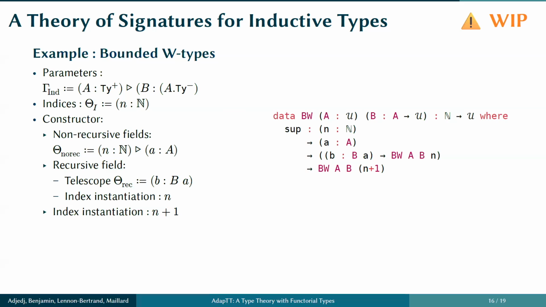We're going to have, as such, a certain context of parameters with an A that acts covariantly and a B that will depend on a certain value A and act contravariantly. We're going to have some indices, and then our only constructor sup is going to have two non-recursive fields, a natural number N and a certain a of type A. We have one recursive field here in which we have a certain telescope of arity B of a, and then the instantiation for N. And then the final index instantiation for our constructor, which will give us N+1. This is just to show that this theory of signatures works.